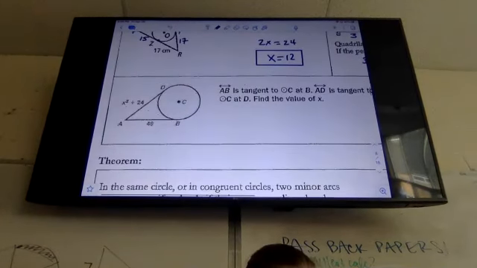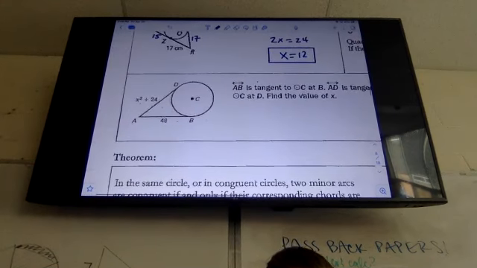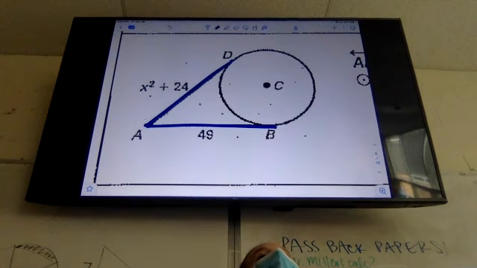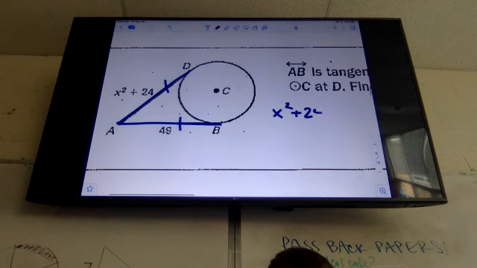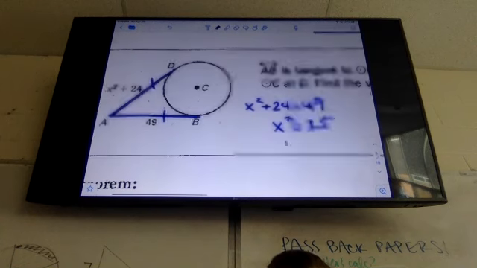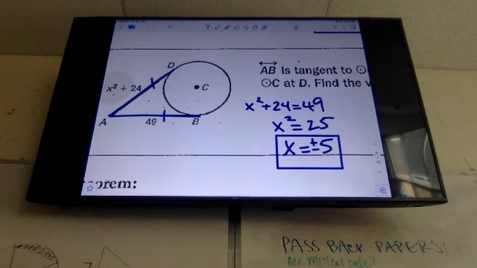All right. AB is tangent to C at point B. AD is also tangent. Find the value of X. What do we know about AD and AB? They're congruent. That's congruent to that. So how can I set up an equation to solve? X squared plus 24 equals 49. Perfect. Minus 24, x squared equals 25, I think. And what's the square root of 25? 5. Good. I am going to throw a plus or minus in here because my question gives me x squared and no other x's, so it could be negative 5 squared.